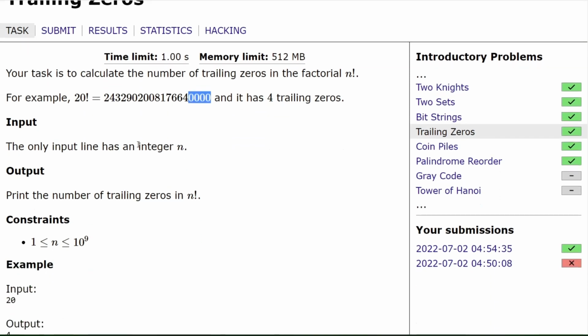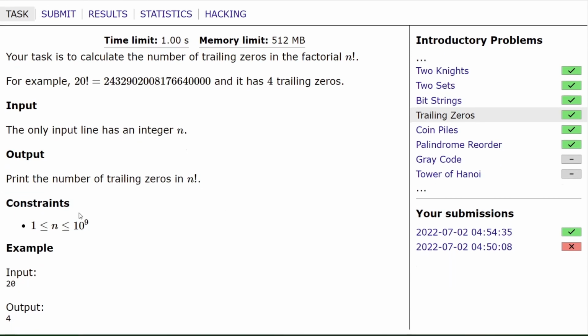And the input is the integer n essentially, and then we have to output the number of trailing zeros in n factorial. And n goes up to 1 billion, so 10 to the power of 9. And for the sample example here, we have the example which is described over here, okay? So for n being equal to 20, the answer is 4.